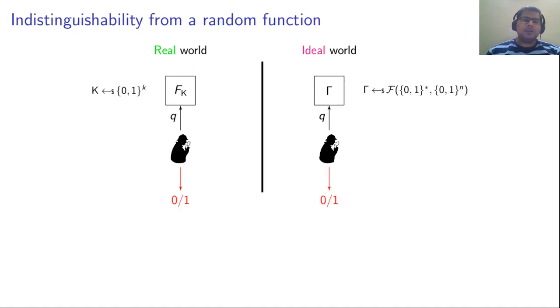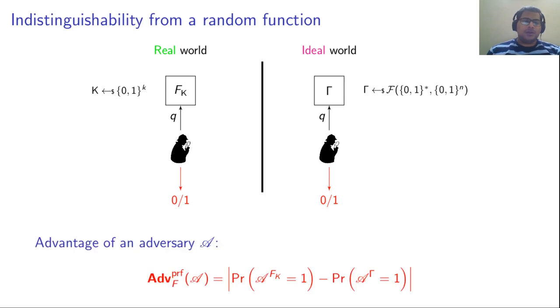So how do we define the security? We define the security using this indistinguishability game. In this game, you have two different worlds, the real world and the ideal world. There is an adversary A that interacts with the keyed function F_K in the real world and with a uniform random function in the ideal world. It can make q many queries and get q many outputs, and after that it returns a single bit as its output. We define the advantage of the adversary as the probability that it returns 1 in the real world minus the probability that it returns 1 in the ideal world.